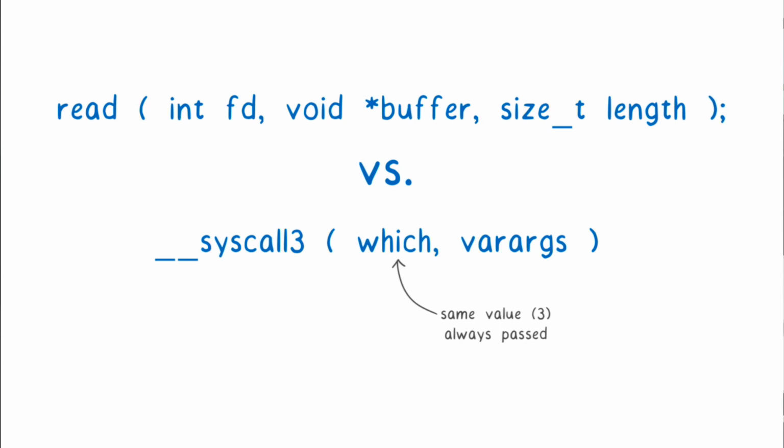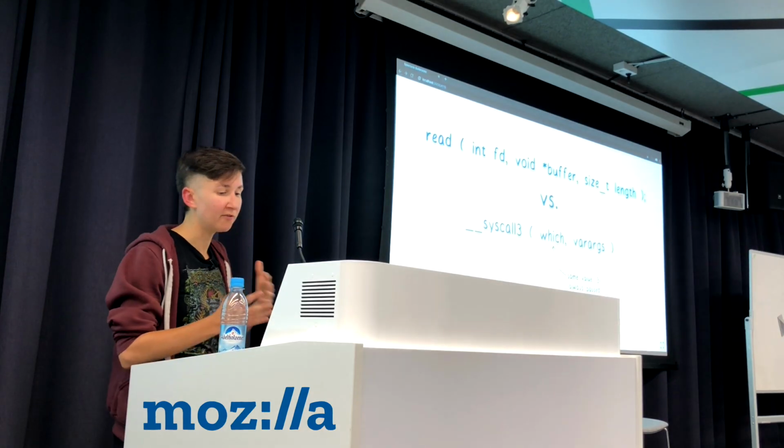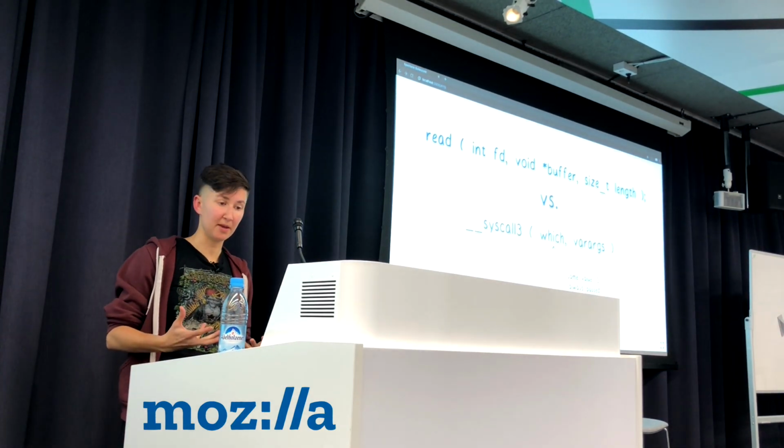So for example, for a function that would be called something like read in an API that was designed to be public-facing, the JS glue code instead uses underscore system3, which takes var args. So the first parameter, which is an integer, is always the same number as the number at the end of the function. So in this case, it would be 3. And then the second parameter, var args, are the arguments to use when calling that. And it's called var args because you can have a variable number of them.